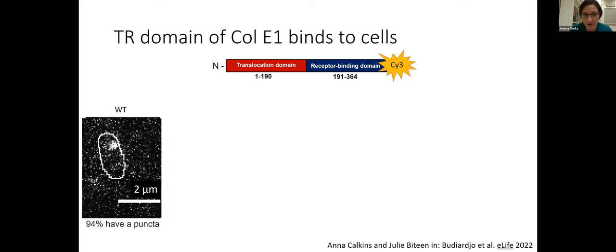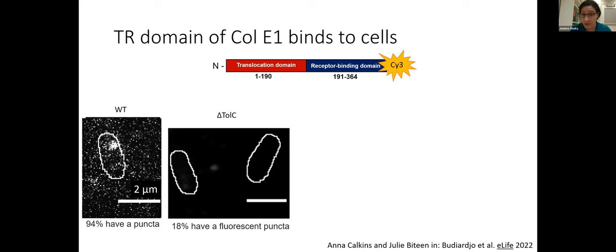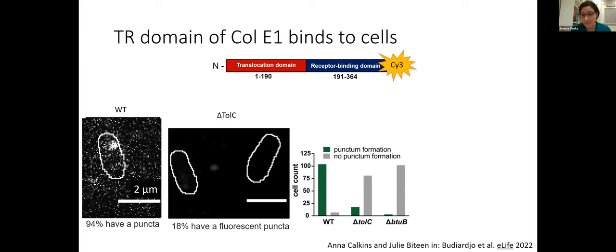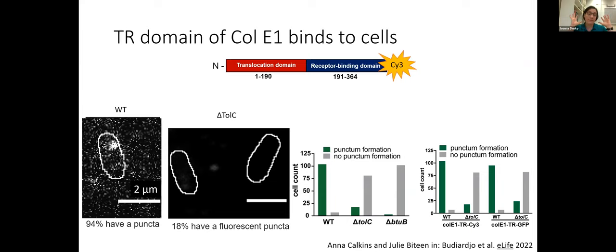But if you have a delta TolC, right, TolC is not there, then you don't get that binding. If you have delta BtuB, you don't get that binding. Okay, so it's just binding when you've got TolC and BtuB, and the clustering and the binding doesn't seem to be mediated by the Psi-3 marker. We try this with GFP and we get the same thing. Okay, so it binds the cell surface and it creates these puncta.